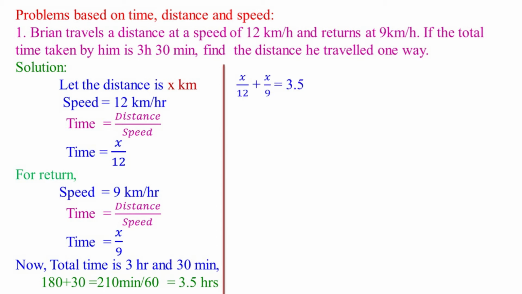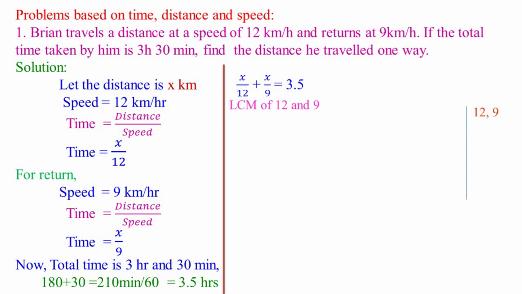Total time taken is 3.5 hours, right? So we have to add the time when he started and the time while he returned, which is equal to 3.5 hours. That is x/12 + x/9 = 3.5 hours. Now x/12 + x/9 are fractions. So you have to find the LCM for 12 and 9.